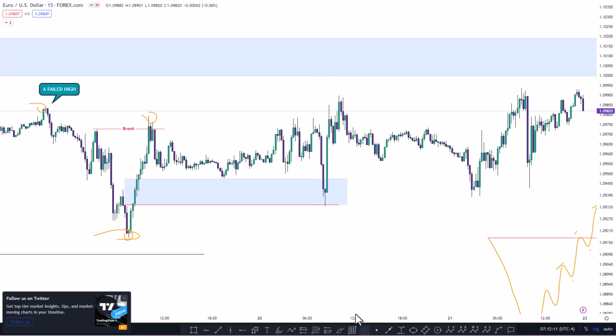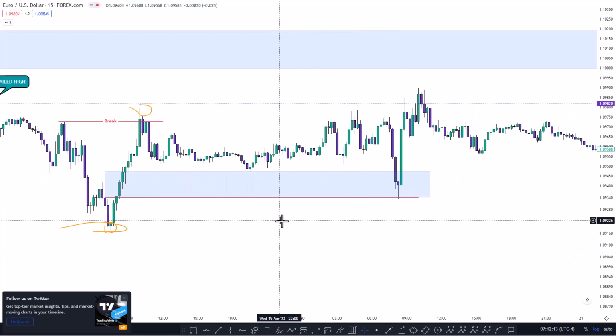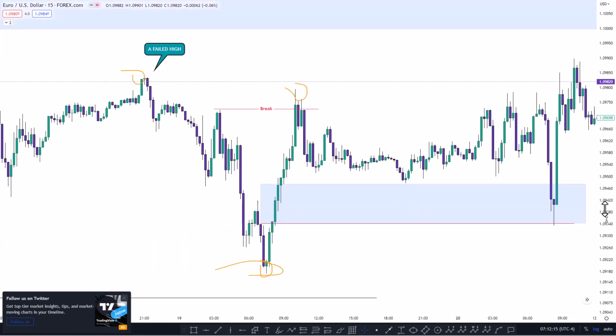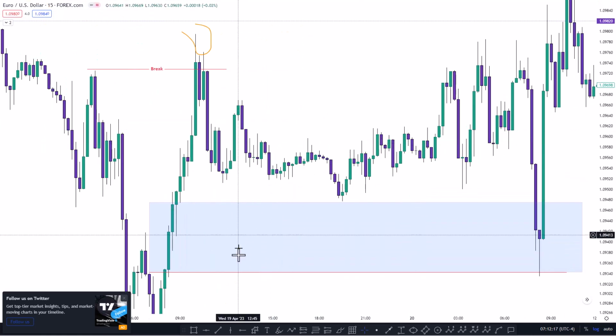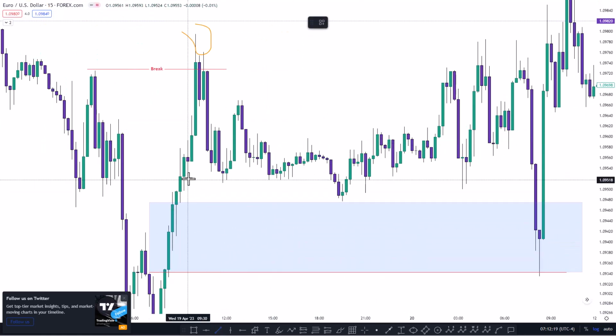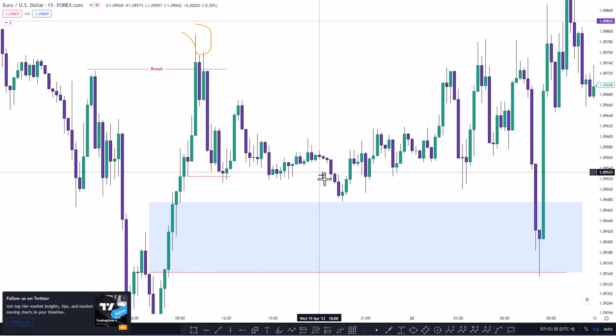If you look closely here, I will have to zoom in so that you can see it correctly. We need to see a break of this low as our structure. This low is broken to confirm what? To confirm the market is ready to come back all the way down.